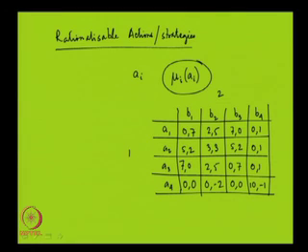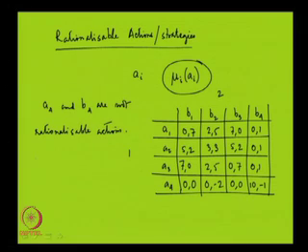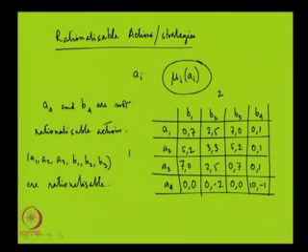Now, what I claim is the following. What I claim is that in this game A4 and B4 are not rationalizable actions, whereas A1, A2, A3, B1, B2, B3 are rationalizable. How am I saying this?